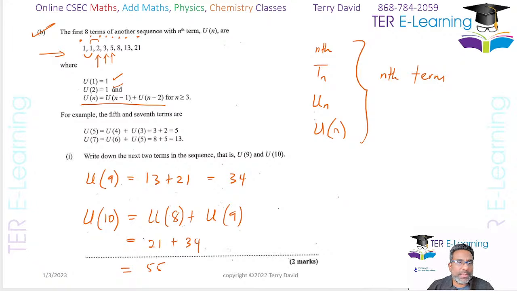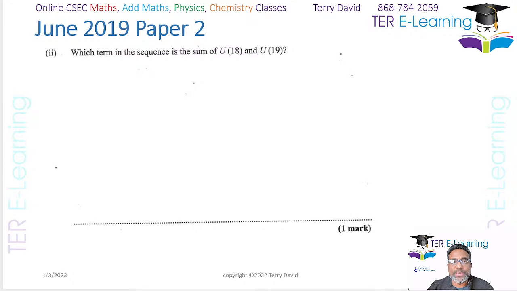What else do we have to do here now? All right, so which term in the sequence is the sum of u18 plus u19? Well, this is a very easy part. If I'm adding my 18th term and my 19th term, I'm obviously going to get my 20th term, right? Remember, to get your current term, add your two previous terms. So if I add u18 plus u19, I'm going to get my 20th term. Hope that makes some sense.